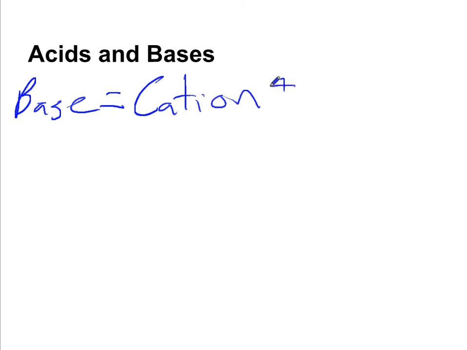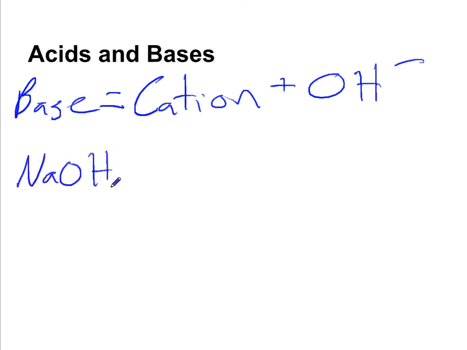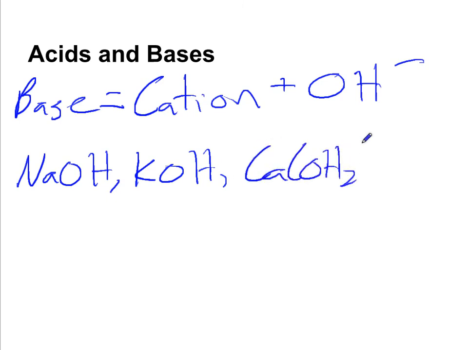Let's talk about the basics of naming acids and bases. We'll start with bases, they're easier. A base is simply a cation joined with the hydroxide ion, OH-. That's a polyatomic ion that you need to have memorized. So some common bases are sodium hydroxide, potassium hydroxide, calcium hydroxide. We would need 2 hydroxides to balance out the +2 charge of calcium.